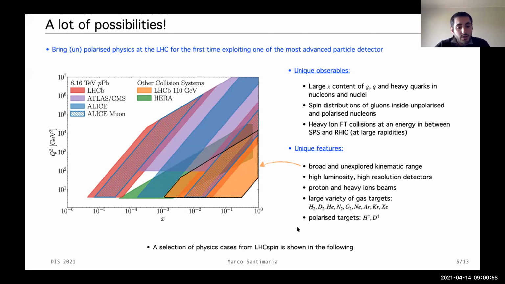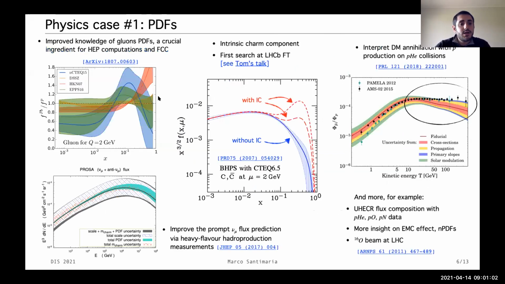So I'll now show quickly a selection of physics cases from LHC spin. Let me start with the PDFs. This is, generally speaking, a very interesting point to reduce the uncertainty on the PDFs, as in the example, the gluon PDFs in the large x region. This is an essential ingredient in general for high energy physics computation, and also an important input for FCC measurements.